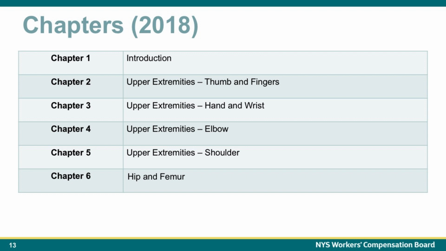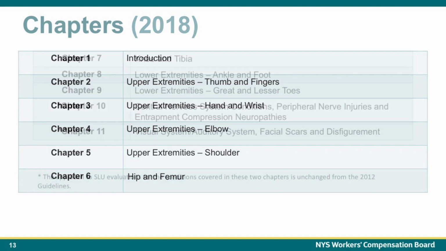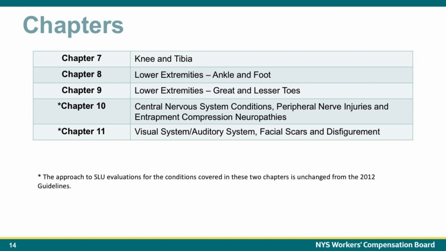Chapters 2 through 5 address the evaluation of the upper extremities, while chapters 6 through 9 discuss the lower extremities, specifically hip and femur in Chapter 6 and knee and tibia in Chapter 7. Chapter 10 covers central nervous system conditions and injuries, and Chapter 11 the visual and auditory systems, facial scars, and disfigurement.